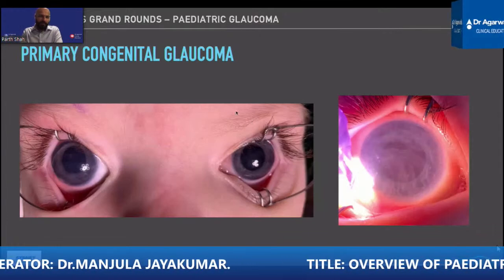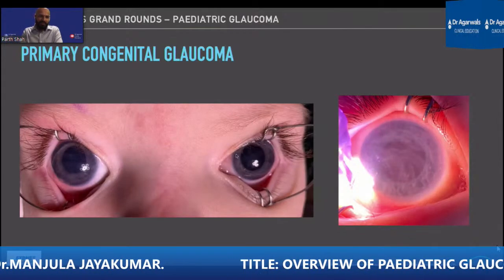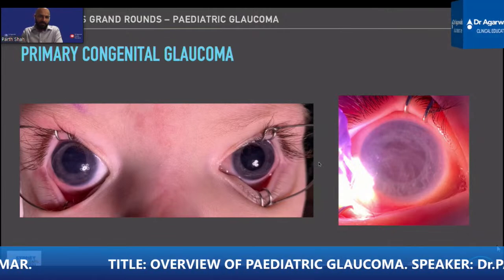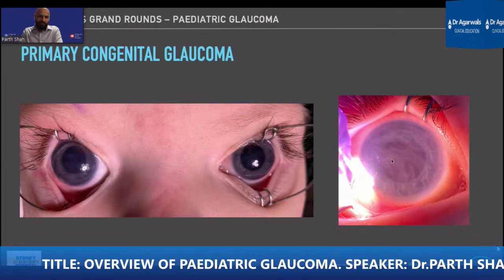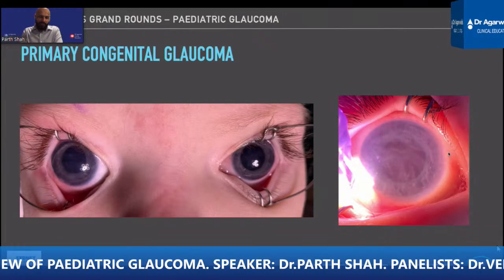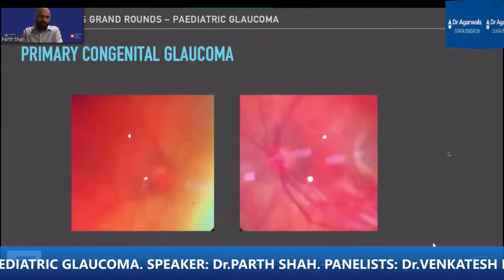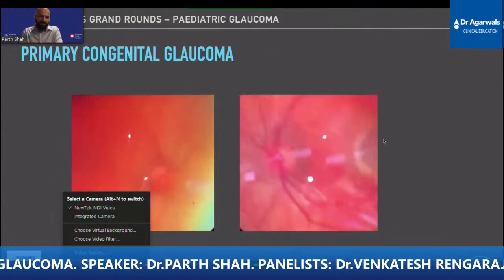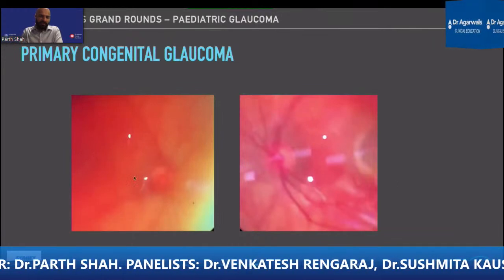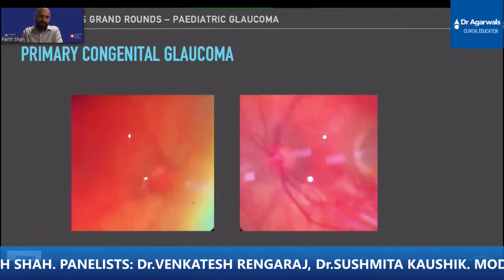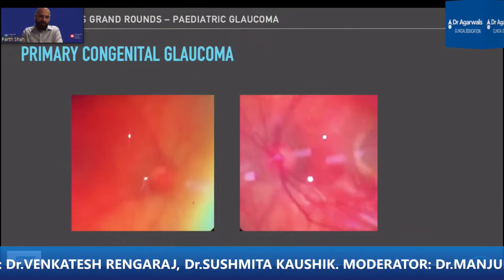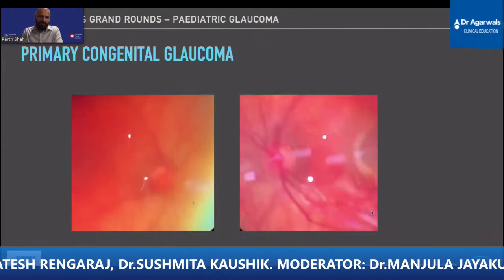This is another child with bilateral congenital glaucoma. You can see that the left cornea is relatively clear. The right one is hazy, and on retroillumination, you can see multiple Haab's striae in multiple directions of the cornea. This is that same child's fundus imaging. The right eye, because of the corneal haze, is not clear, but the disc is extremely cupped. The left eye has a relatively much healthier disc after treatment.